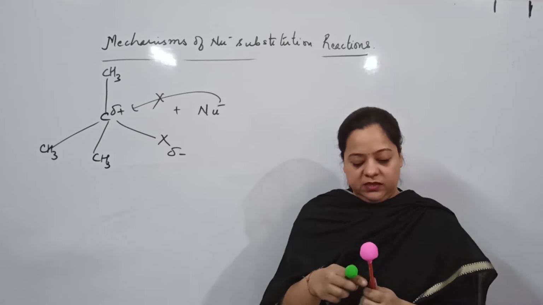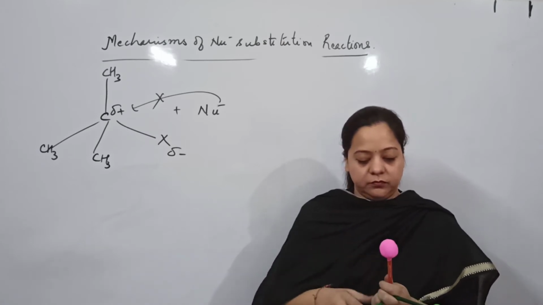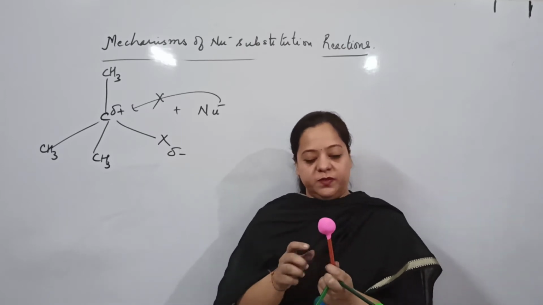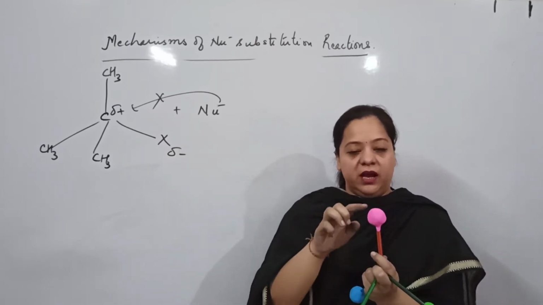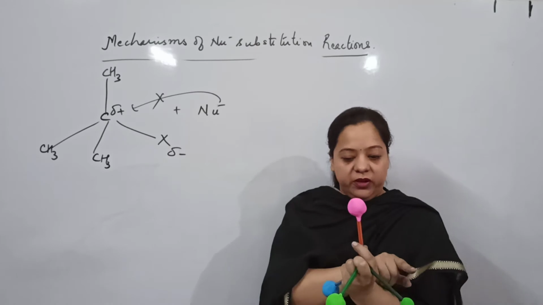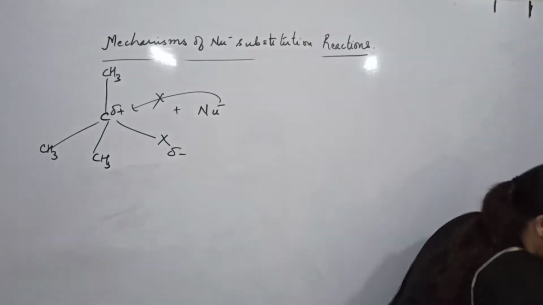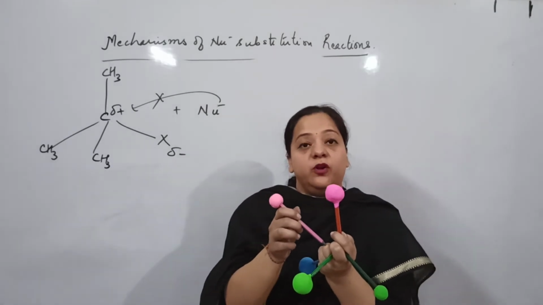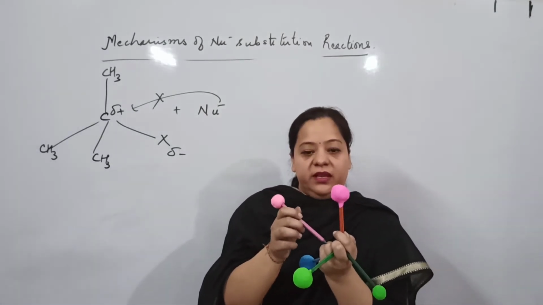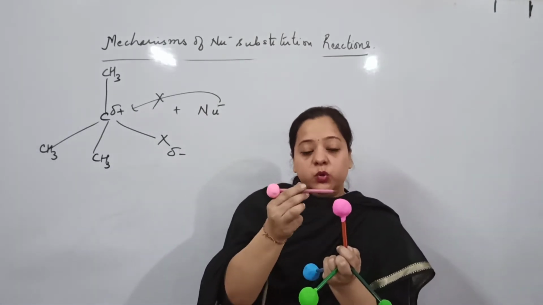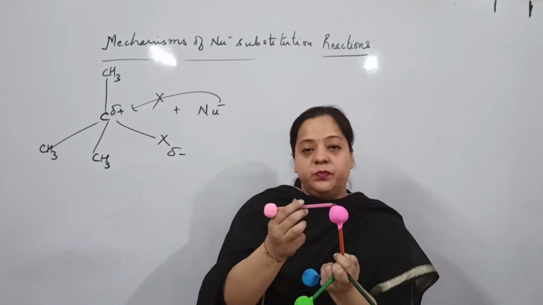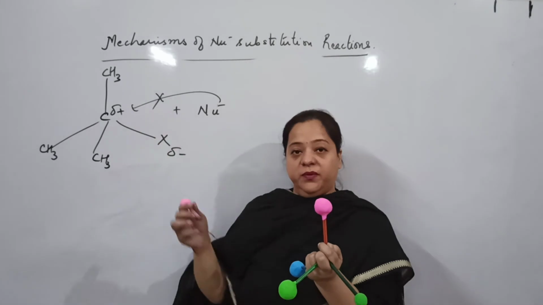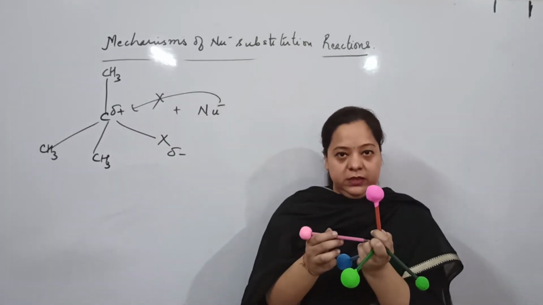In my fist is the central atom, which is tetrahedrally surrounded by 4 groups. These are the 3 bulky R groups. This is the leaving group. And the incoming nucleophile cannot approach this alpha carbon carrying the positive charge due to steric hindrance by these bulky groups. The simultaneous bond formation and bond breaking is not feasible in this case.